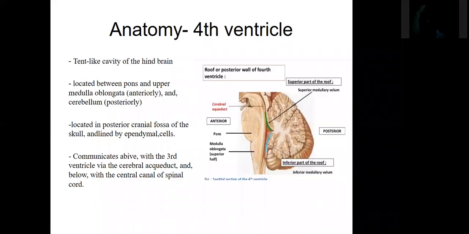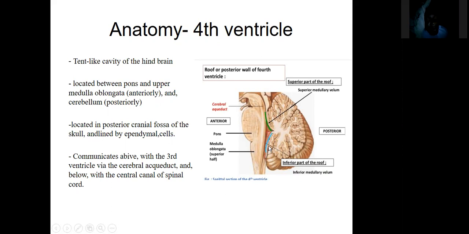Now talking about the fourth ventricle, it is that tent-like cavity in the hindbrain. As we can see, it's really like a tent here. It's located between the posterior part of the pons, the posterior superior part of the medulla oblongata, and the cerebellum posteriorly.